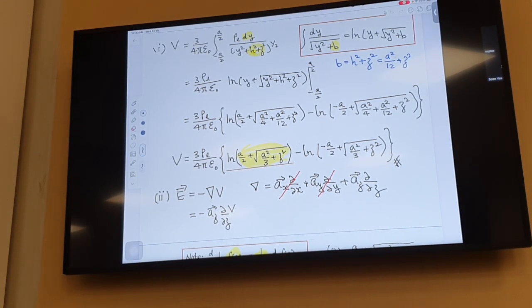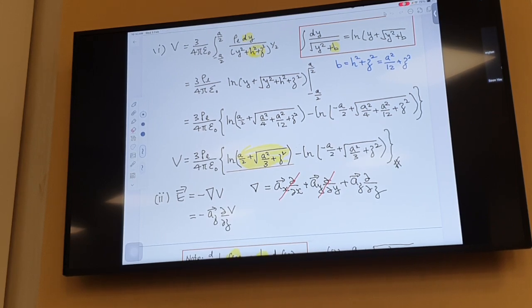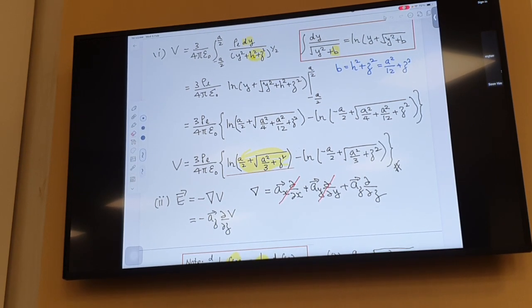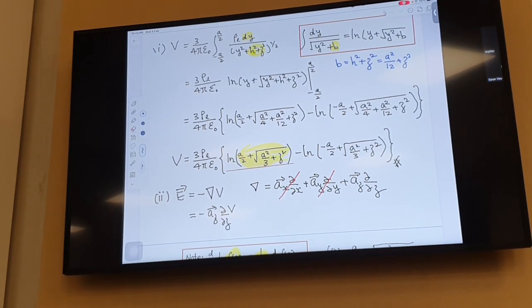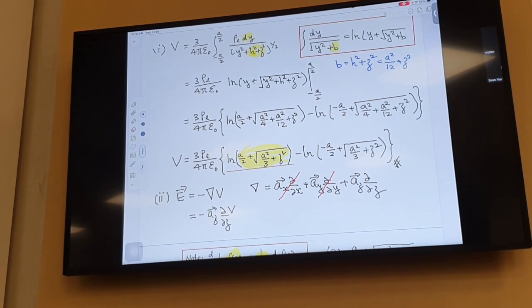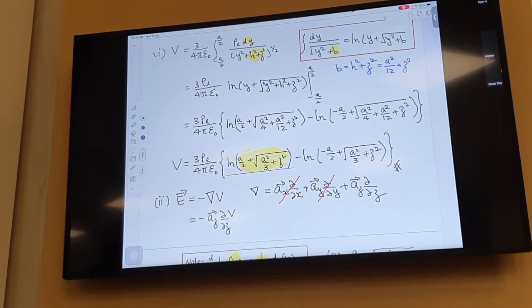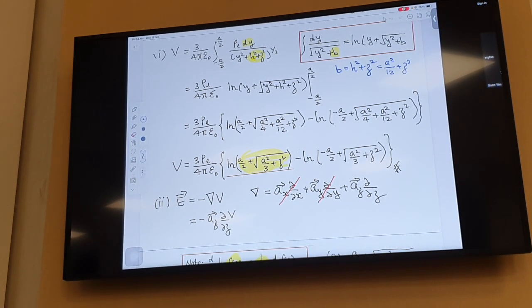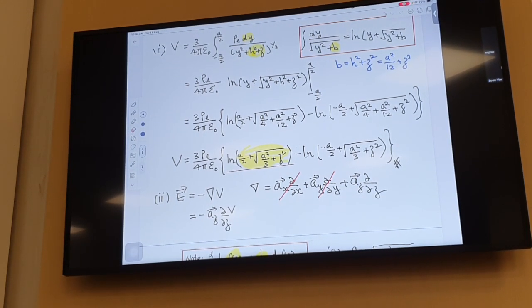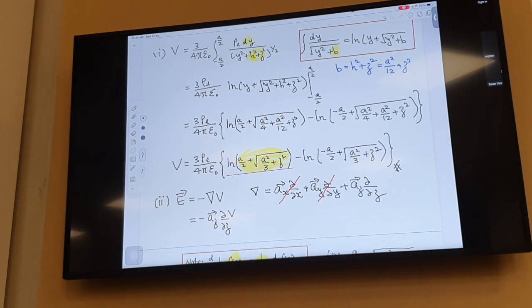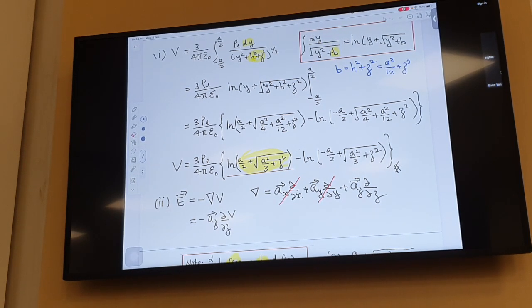So remember that when you integrate dy, z is a constant, h is a constant, combine this and write it as b. The constant b here is basically h squared plus z squared. And eventually you will obtain the solution for electric potential V. And take note that this is in the log function. Don't combine it, because whenever you need to differentiate, you need to simplify the log function.